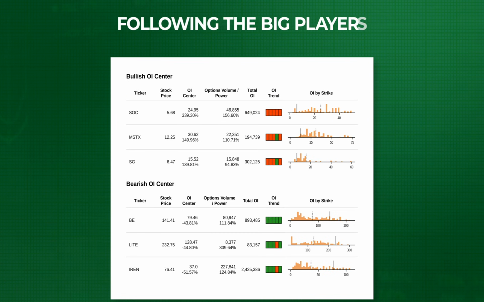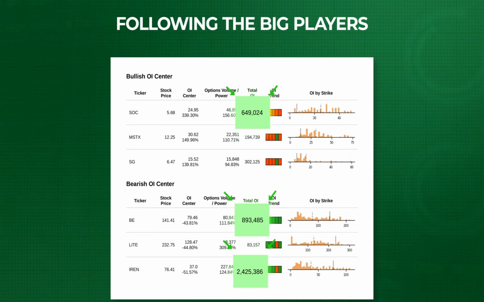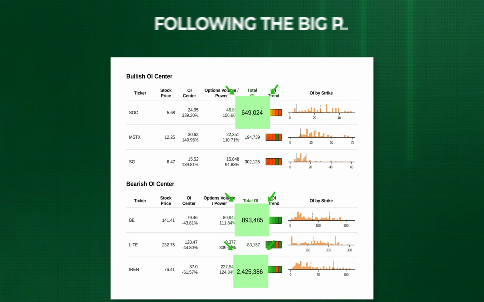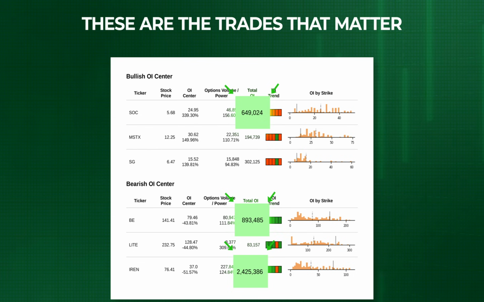When you filter for total open interest, you're essentially following where institutions are active, where real money is concentrated. These are the trades that matter most. When thousands of contracts pile up on the same strikes, it's not random. It's positioning from players who can move markets. That concentration creates pressure, which often pulls prices toward those levels as the positions are managed or hedged.